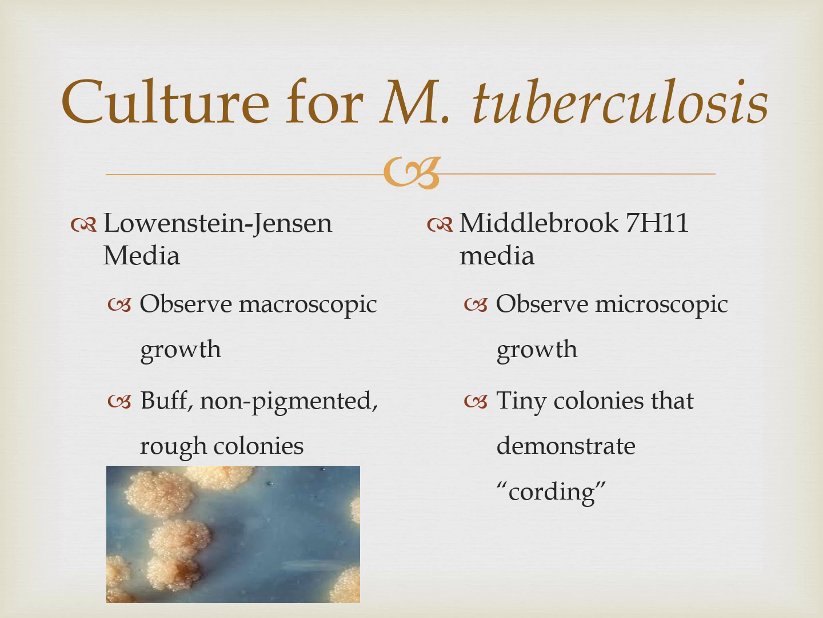Sometimes you're going to see tiny colonies that actually demonstrate that serpentine cording. That's pretty suggestive that the person has Mycobacterium tuberculosis. Now, one thing you might want to know is that patients that have tuberculosis are usually treated for 6 to 12 months, and usually they are treated with 2 different drugs to prevent resistance.